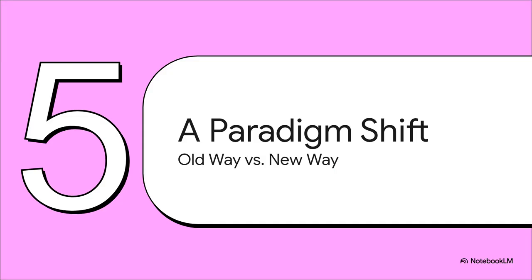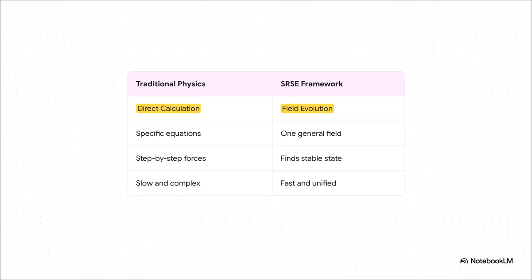And this right here is the real aha moment. Because understanding the process is one thing, but seeing how it completely flips traditional physics simulation on its head, that's something else entirely. So look at this. This is the core philosophical difference. Traditional methods, that's all about direct calculation. You define every single object, you write specific equations for it, and then you calculate all the forces between everything step by tiny, painful step. It's complicated, and it can be incredibly slow.